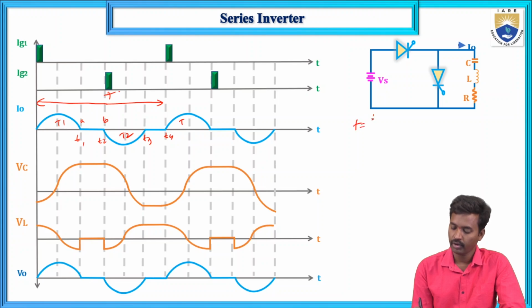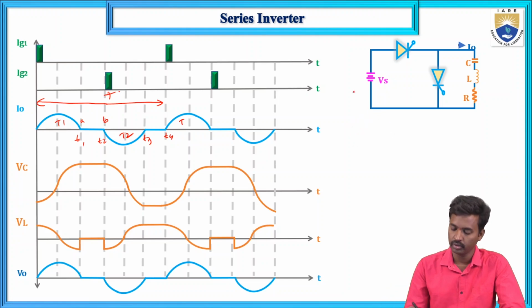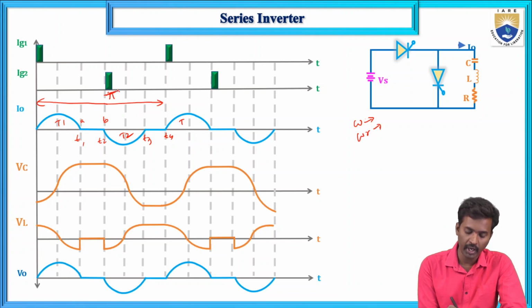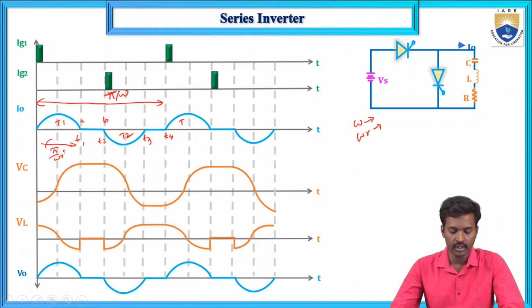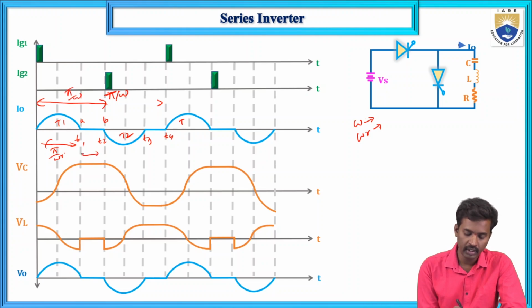F equals 1 by T, where the normal inverter frequency is omega and the ringing frequency is omega r. This time duration is pi by omega, and next this time duration is pi by omega r. This is the ringing frequency. So up to this point, pi by omega, and this is the T off. This is the case.